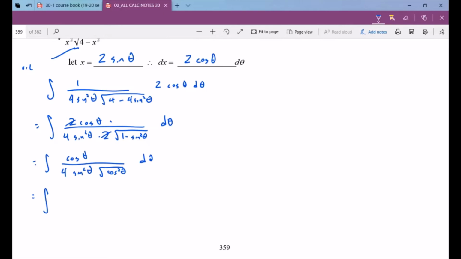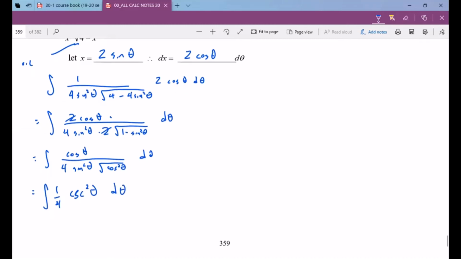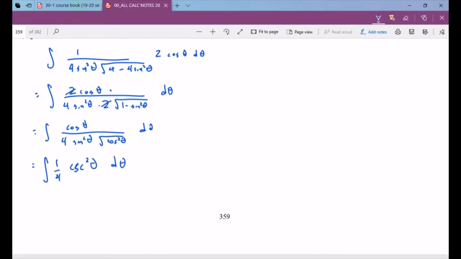That divides away. And so this is equal to 1 over 4 cosecant squared theta d theta, just kind of like in the last one. So this is equal to negative 1/4 cotangent theta plus C.